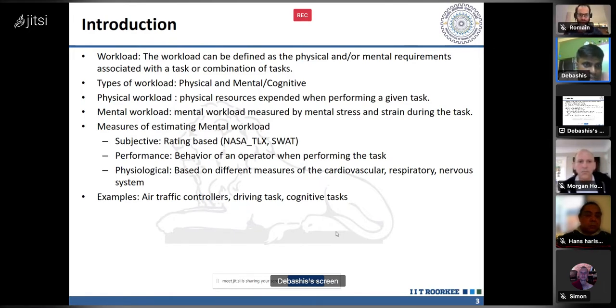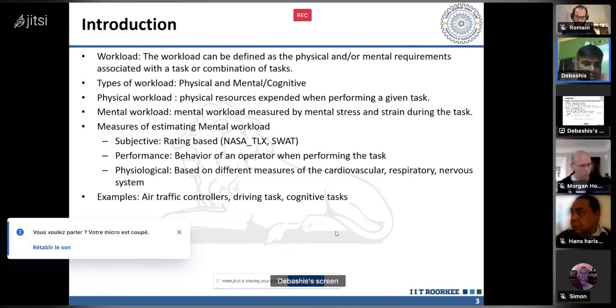Actually, it's the physical or mental requirements associated with your task or combination of tasks while the subject is working, and how much pressure he has to take while accomplishing the task. It is divided into two parts: physical and cognitive workload. The physical workload is mainly the physical resources used during accomplishing the task, and the mental or cognitive workload is the mental stress associated with the task. So this topic is related to mental or cognitive workload, and that is what I emphasize.